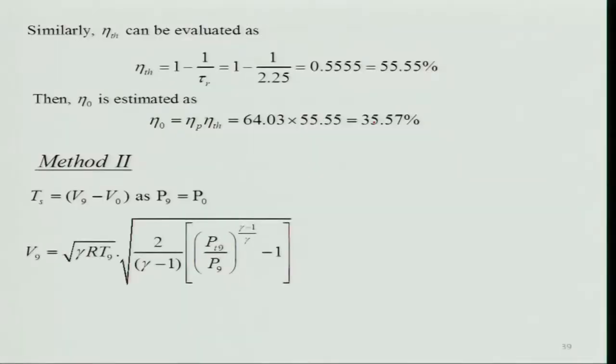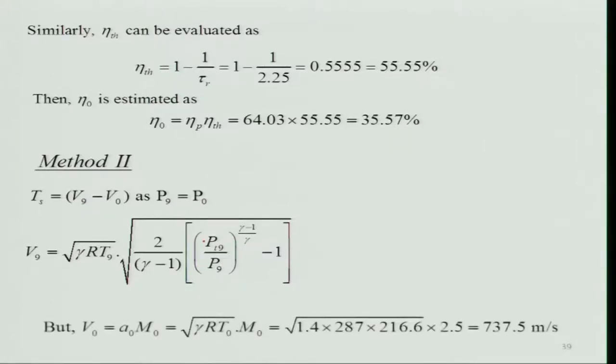So we will be looking at specific thrust, which is equal to V9 minus V0. And of course, we are assuming V9. What is this V9? V9 is root over gamma R T9 times 2 divided by gamma minus 1, times PT9 by P9 raised to the power gamma minus 1 divided by gamma, minus 1. So I need to determine this T9, and I need to determine this P9. Do I really know P9? P9 I know, it is nothing but your P0. But do you know the P0? You know the altitude, so you know the P0. Similarly, we'll have to find out PT9.